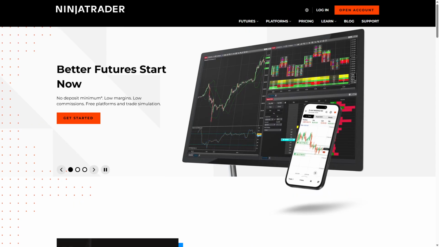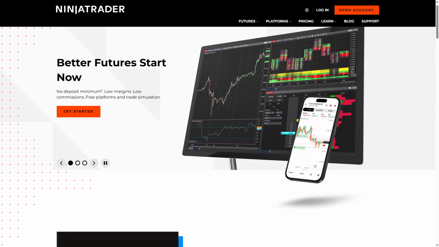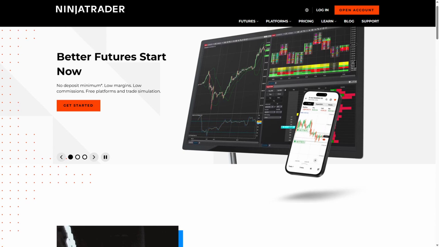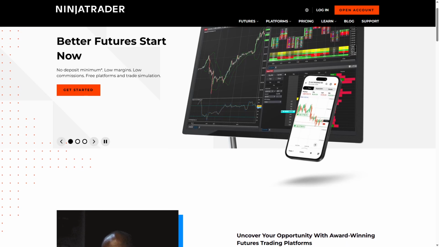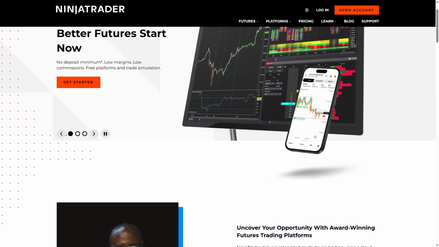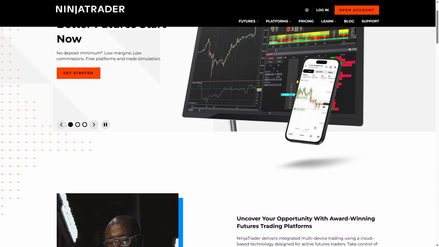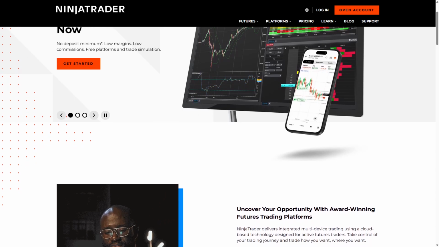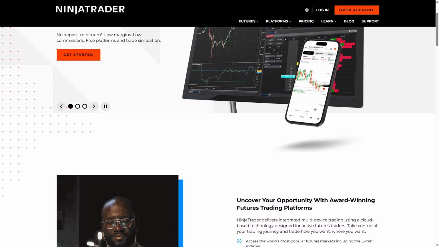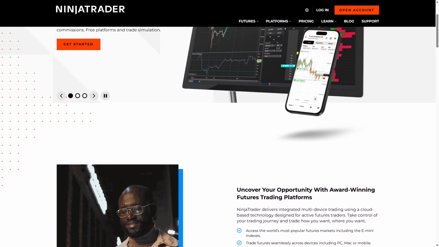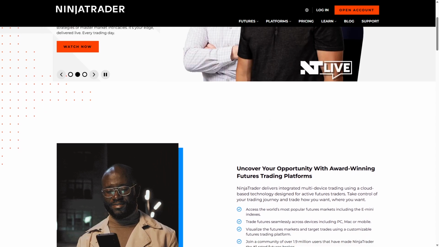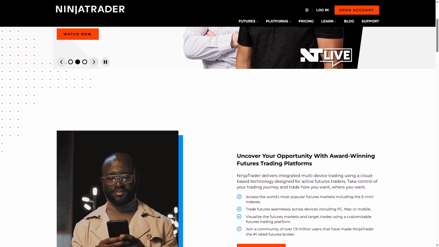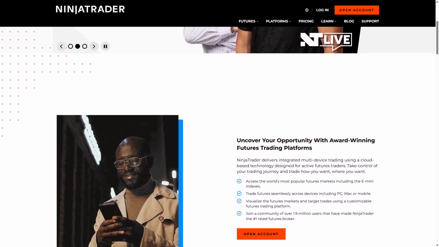NinjaTrader 8 is primarily designed for futures and forex traders, offering a variety of advanced charting tools and analytics. At first glance, the interface feels quite comprehensive, catering to both novice and experienced traders. You can expect features like real-time data, market analysis, and customizable charting options, which are essential for making informed trading decisions. However, the user experience can be a bit overwhelming for beginners.